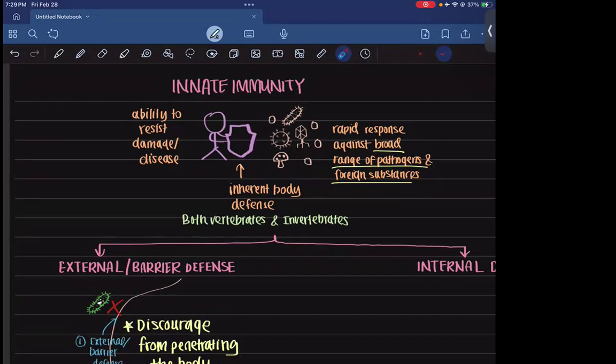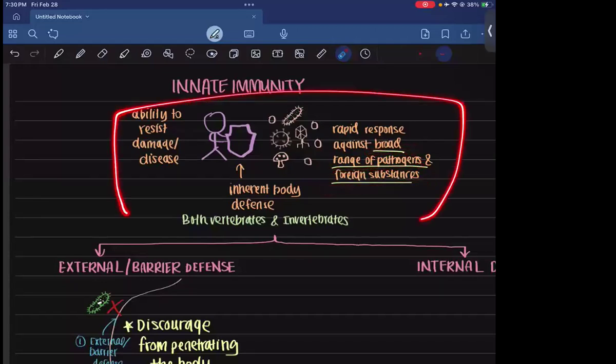Repeat after me. When I'm repeating the definitions, repeat after me, then memorize it in the class itself. What is innate immunity? It is the ability to resist. Immunity itself means you're going to resist against something. Resist against what? Against damage or disease, injuries or disease. How? By using inherent body defense mechanisms, which are incorporated in your body, pre-existing. Using those inherent body defense mechanisms, you provide a rapid response against a broad range of pathogens and foreign substances. This is known as innate immunity.